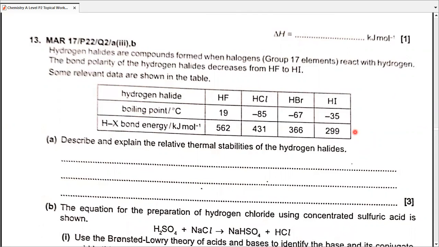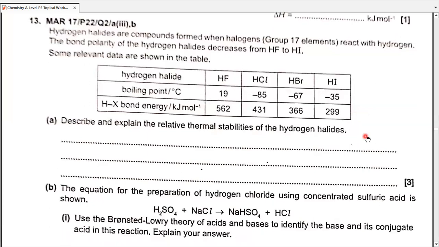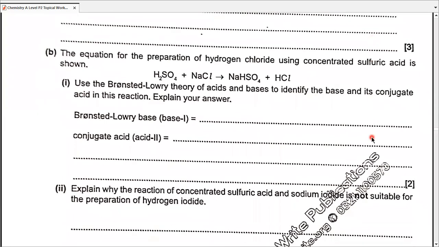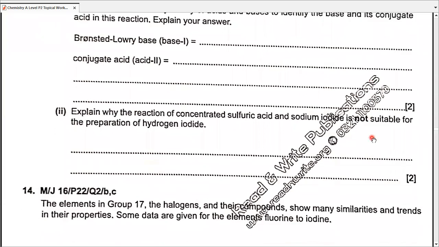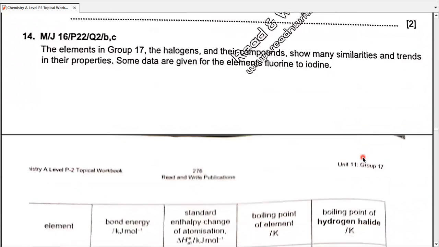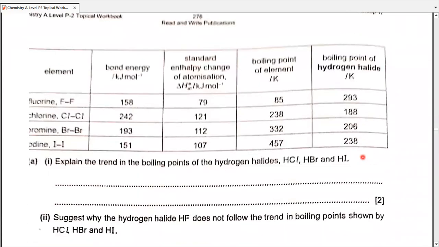The thermal stability decreases as we go down the group because the bond length is increasing, and the greater the bond length is, the less energy is required to break the bond. Perfect answer. Moving on. Easy, you have done it before. Too easy. Yeah, let's start with this one. A1.